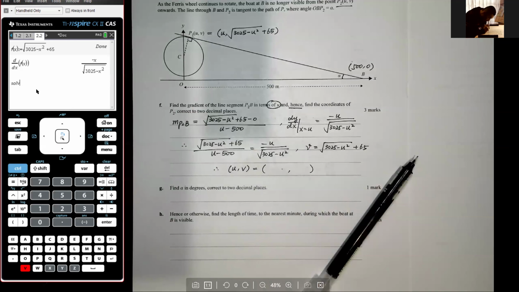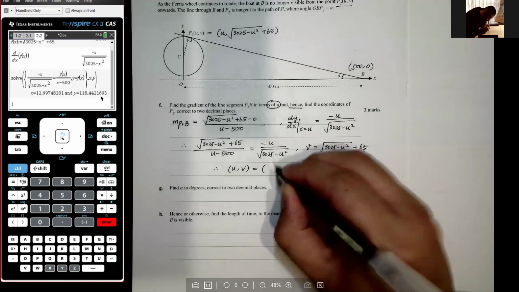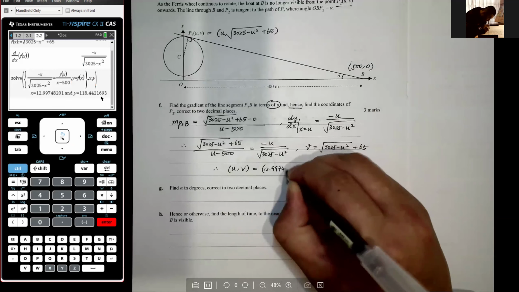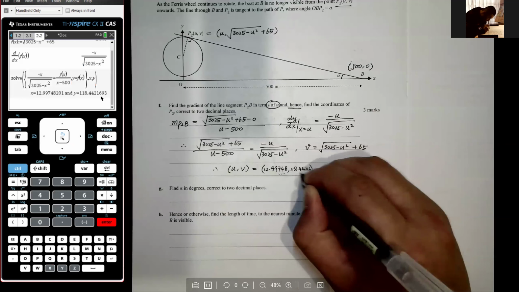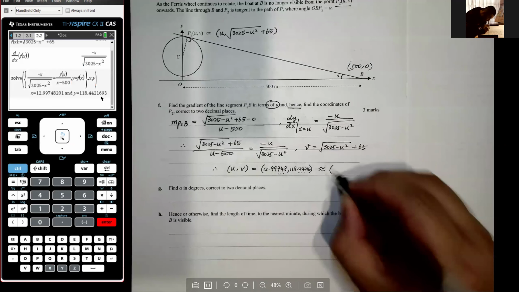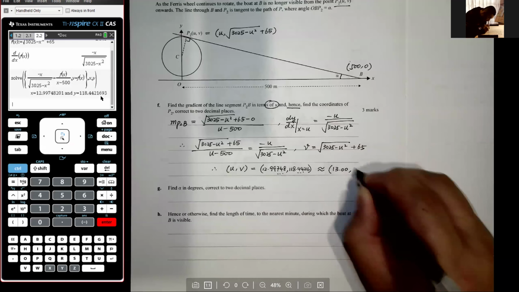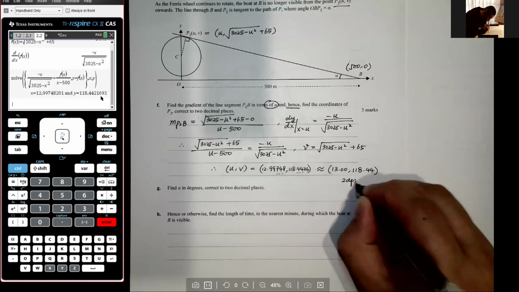What I'm going to say is solve. We can just get a pair of equations. That expression is equal to f of x minus 0 over x minus 500, comma, y equals f of x, comma, x y. And then you get these two values. So 12.99748 dot dot dot, and 118.44216 93, etc. So it's approximately equal to, now be aware of the rounding. If you round that, you should get 13.00, and not much problem with the rounding here. It's 118.44, 2 decimal places, okay?